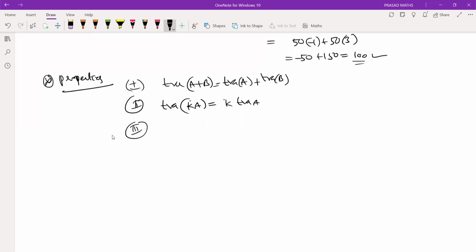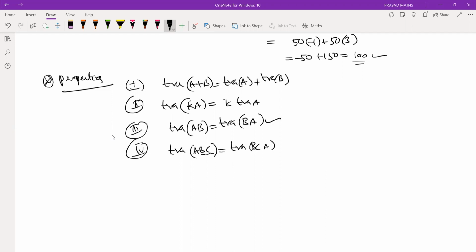Next, trace of AB equals trace of BA. Using this property, trace of ABC can be rewritten as trace of BCA. You can take this as some B into A. Similarly, you can take this as B. So, trace of CAB.